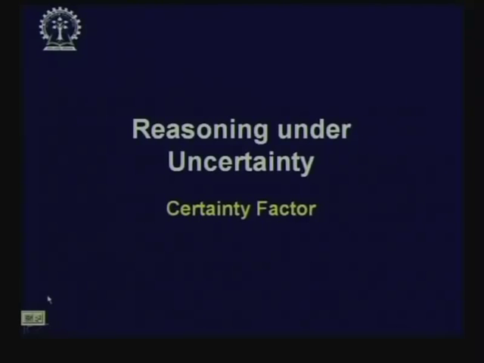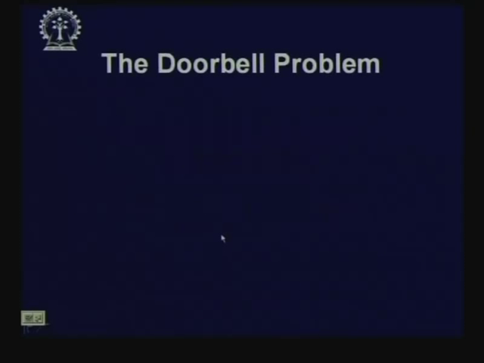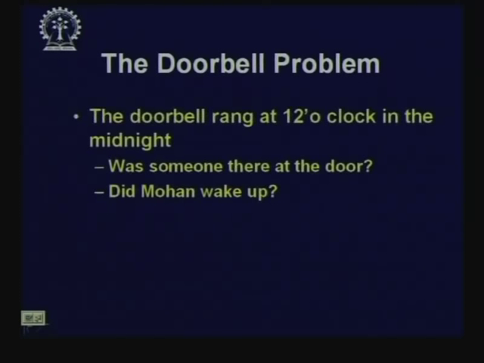So, our lecture today will deal with reasoning under uncertainty. That means when there are different types of uncertainties, what are the different ways in which you can deal with that? To start with, we will be talking about certainty factors. Now, to motivate you, I have put in an example which is rather interesting. Let us look at the example.